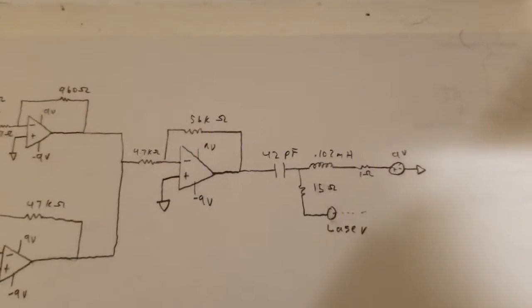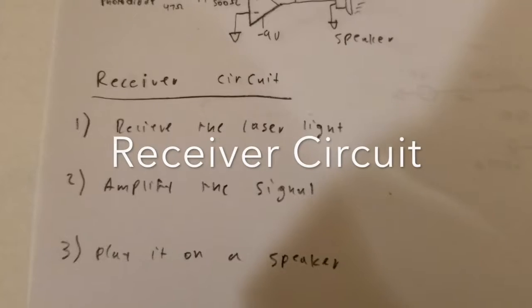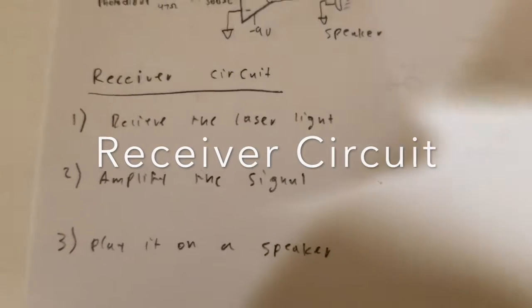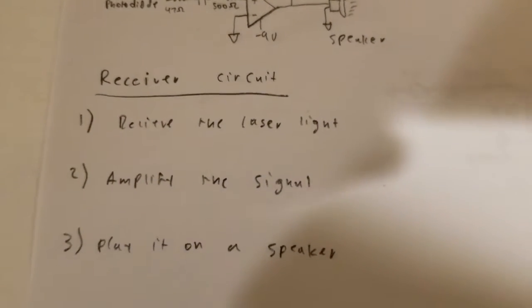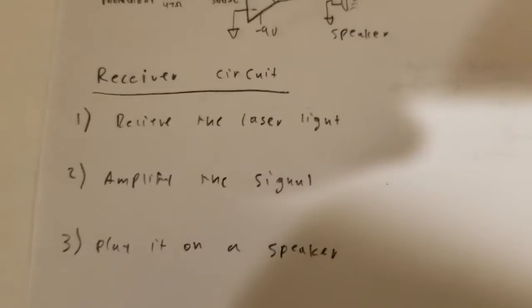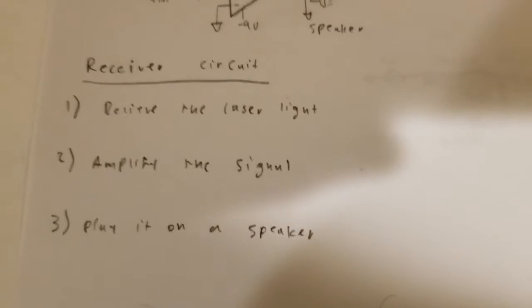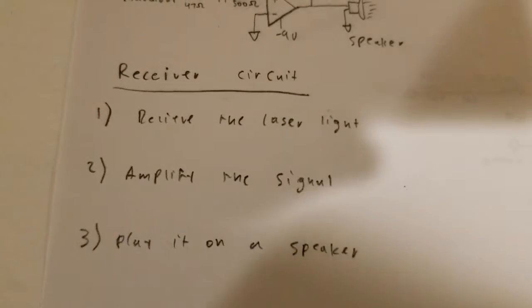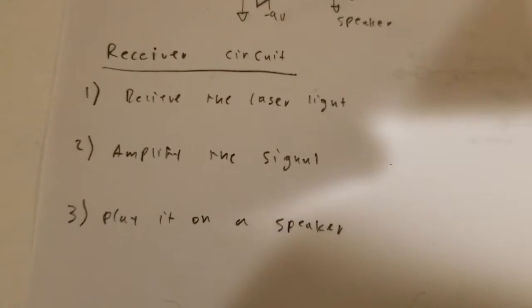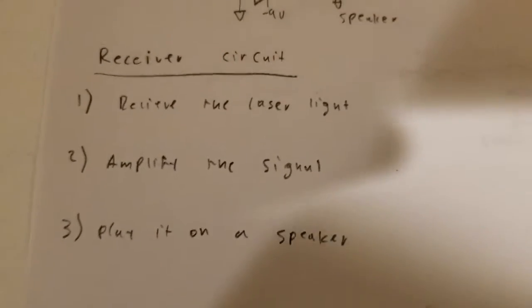to transmit a signal. So the second part of this project and circuit was the receiver circuit, which had to take the signal from the transmitting circuit and turn that light signal from the laser into an audio signal and being able to play that on a speaker. So this was accomplished in 3 parts. Number 1, receive the laser light, which was done via a photodiode. Number 2, amplify the signal, which was done via more op amps. And 3, play it on a speaker.